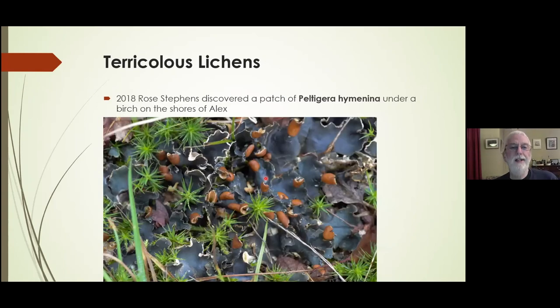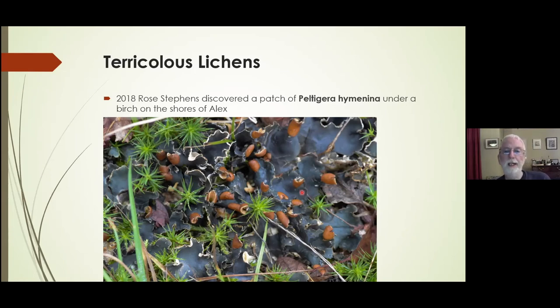In 2018, Rose Stevens, who roams the flats looking very closely at things, discovered what's called a dog lichen, and I'll come into the reason for that a bit later on. This is Peltigera, and this was a patch about maybe a square foot or so, that was found right on the shores of Alex underneath the birch, and it was very difficult to find. It had been a little bit disturbed, possibly being pecked at by ducks and geese.